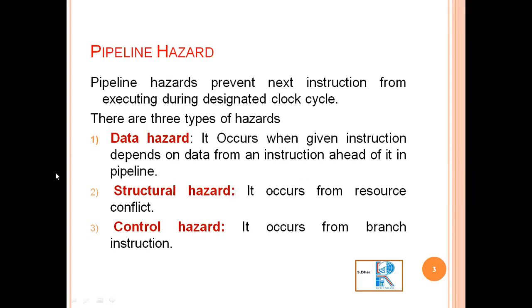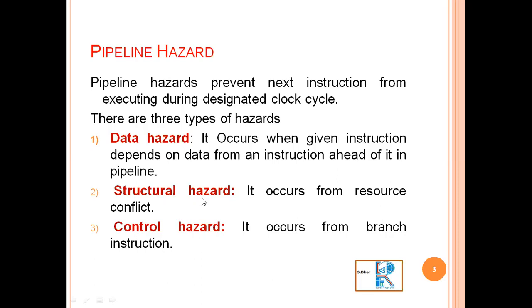Clear? Next comes the control hazard. Control hazard example I have already given. Control hazard occurs due to the control instruction, that means branch instruction. As I have already told, or you have already seen, if there is a branch instruction, the processor has to stop all the subsequent instructions after the branch instruction. So that is the hazard, and as the hazard occurs due to the control or branch instruction, the hazard is called a control hazard.